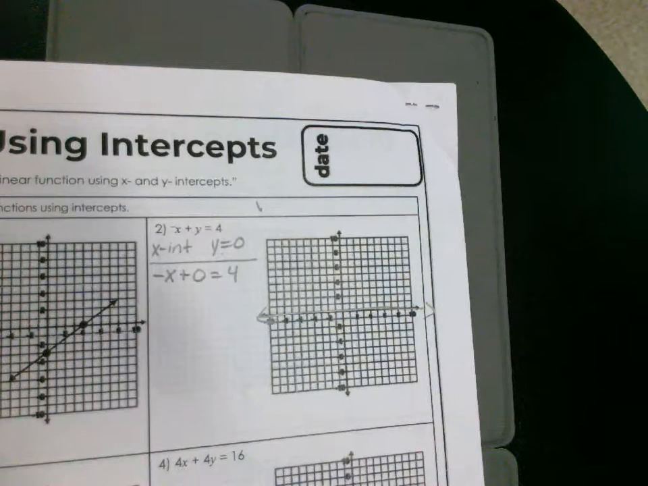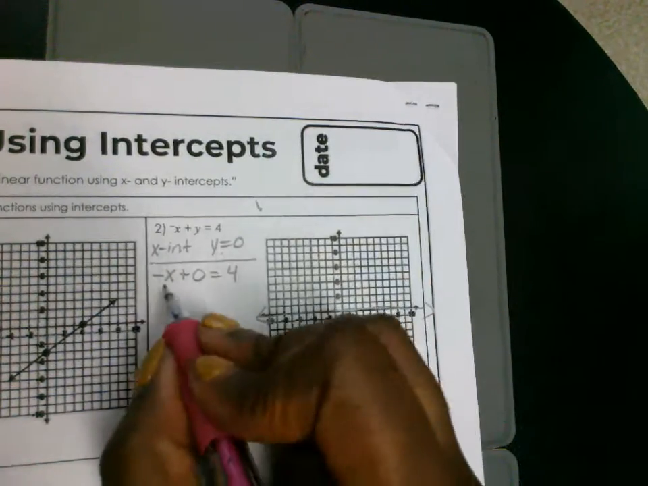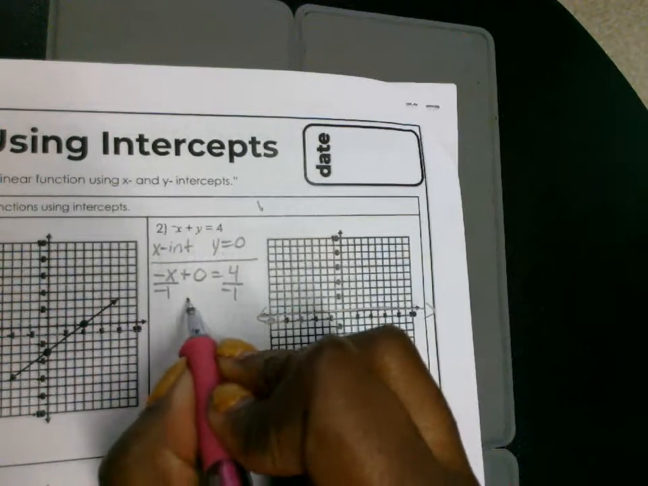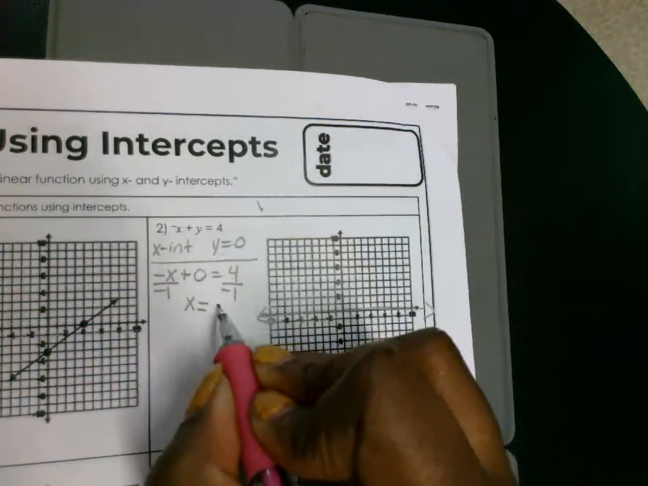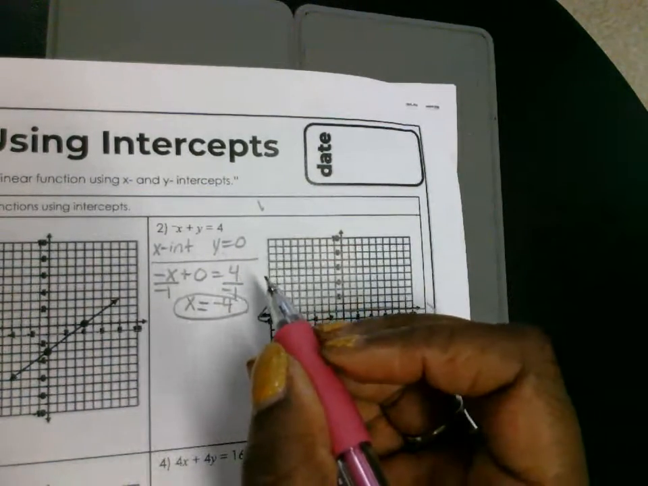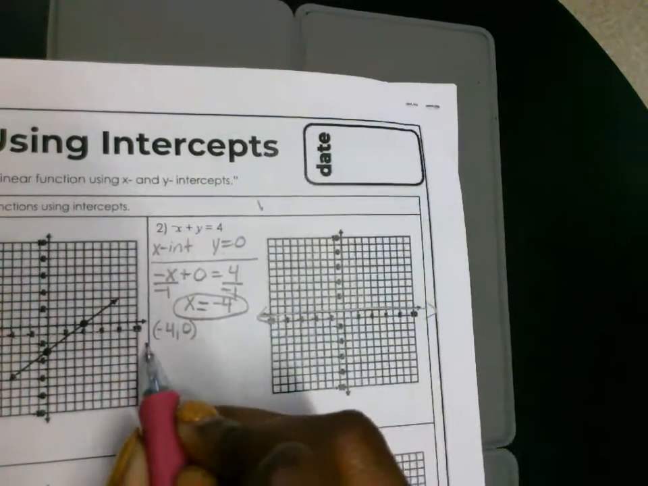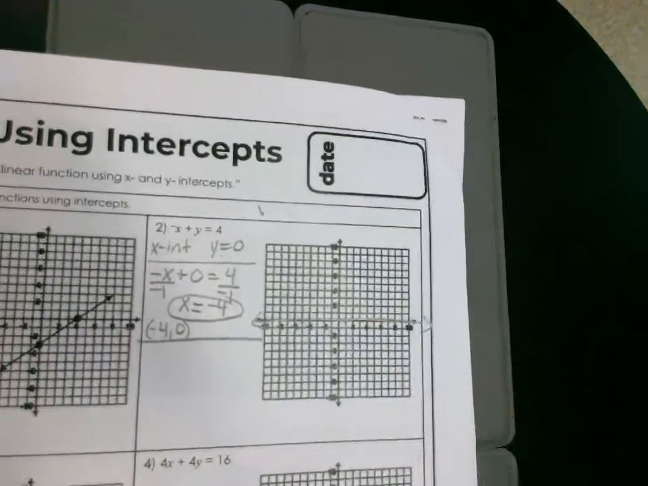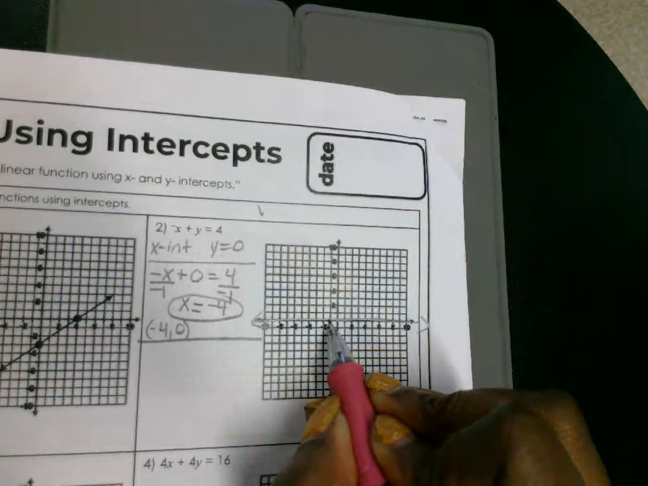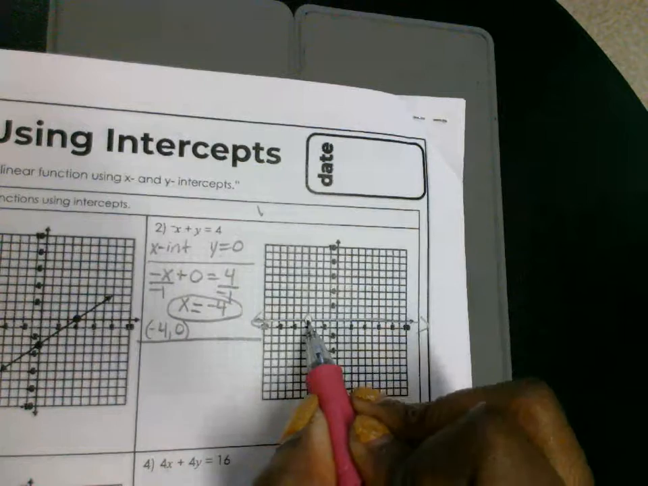All right. So in order to get x by itself, we have to get rid of the negative 1. So we're going to divide both sides by negative 1. This is going to give me positive x is equal to what number? Negative 4. So the ordered pair is negative 4, comma 0. That's going to be your x-intercept, where the line crosses the x-axis. So go over to negative 4, negative 1, 2, 3, 4, and 0. So it crosses right here.